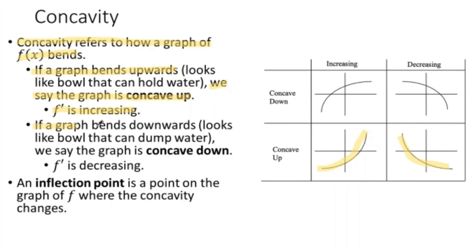On the other hand, if a graph bends downwards, looking like a bowl that is dumping water, then we say the graph is concave down. Looking at the figure on the right, we can see what concave down looks like, looking like half of a bowl that is dumping water. The concave down shape is created when f prime is decreasing, meaning the instantaneous rate of change of our function is decreasing.